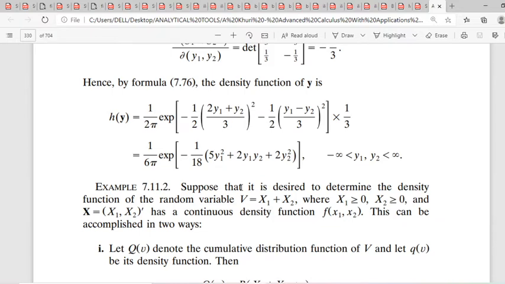We know the probability density function of the variables x1 and x2, so we are finding the probability density function of the transformed variables y1 and y2. From this we can find out the marginal densities also.